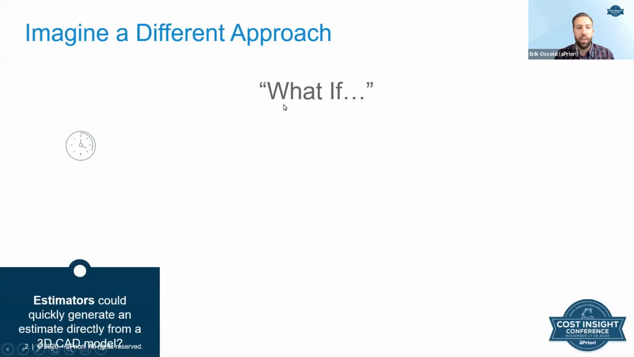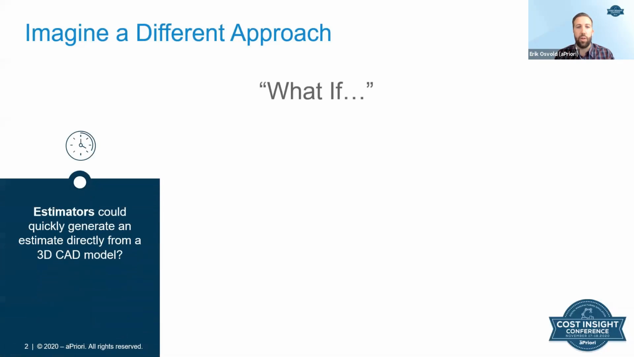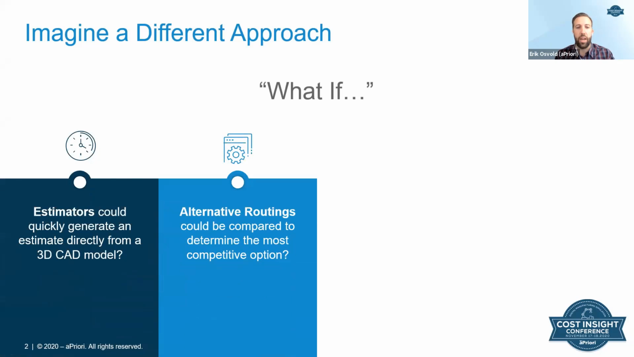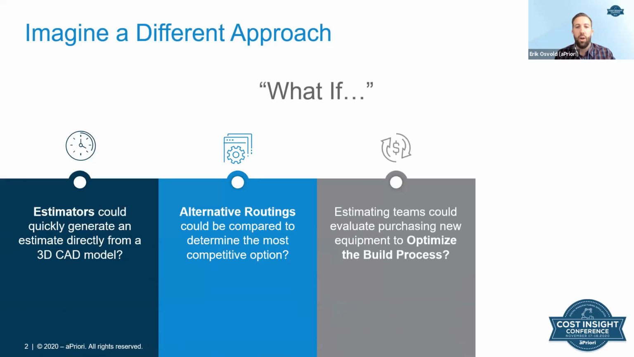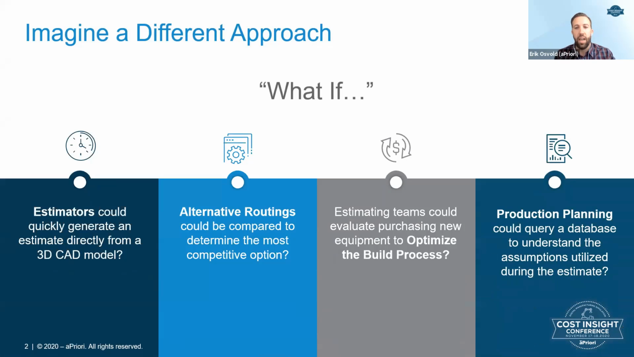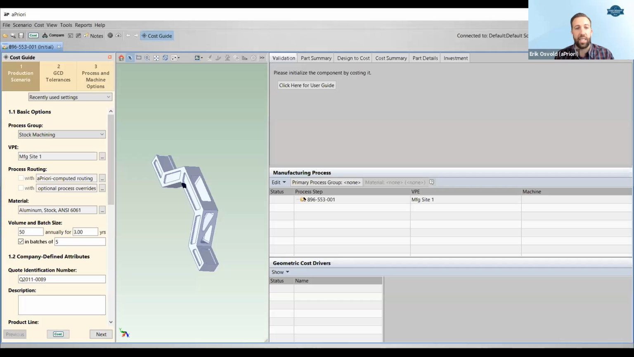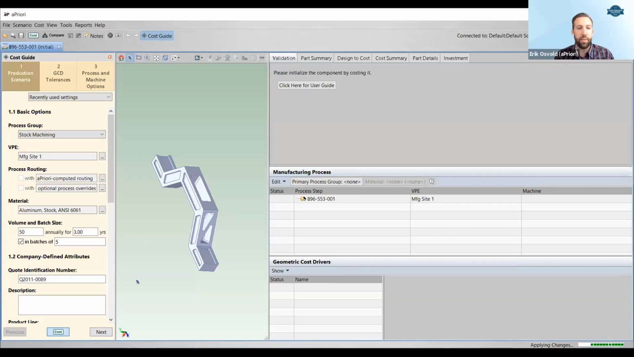So, what if you could utilize CAD in order to help automate your estimation process? What if you could evaluate alternative routings in order to determine the most competitive option? What if you could identify opportunities to purchase new equipment to optimize the build process? And what if you could utilize the estimate information during production planning? With that in mind, I'm going to show you how to quickly generate an estimate within aPriori.